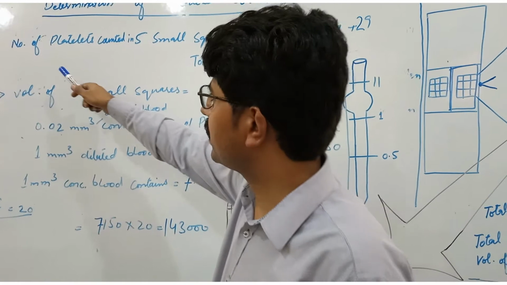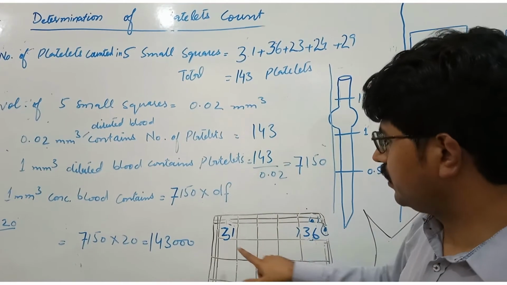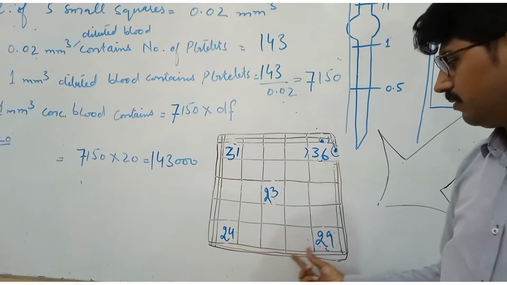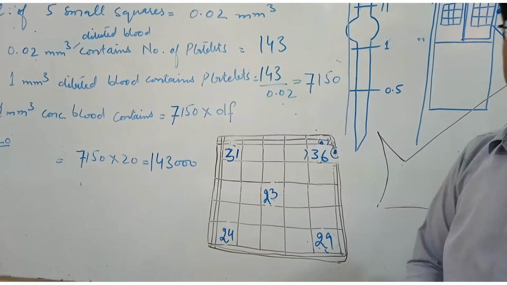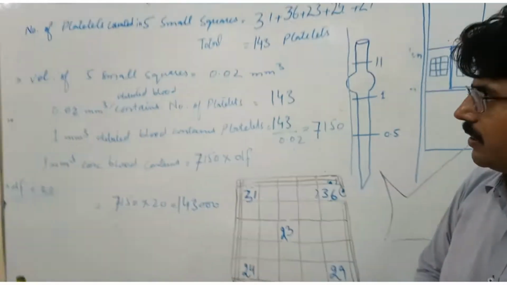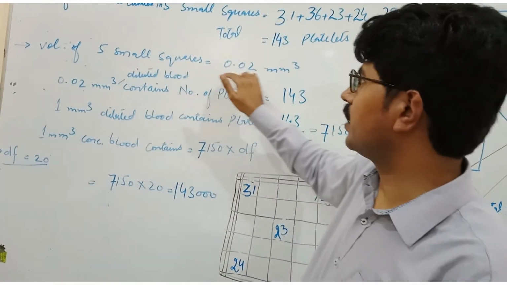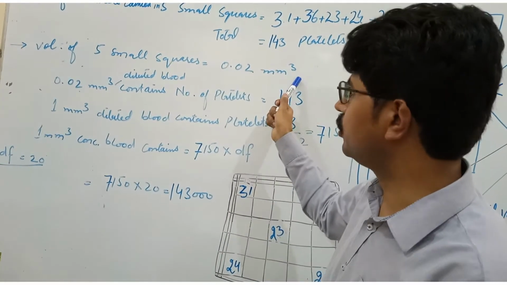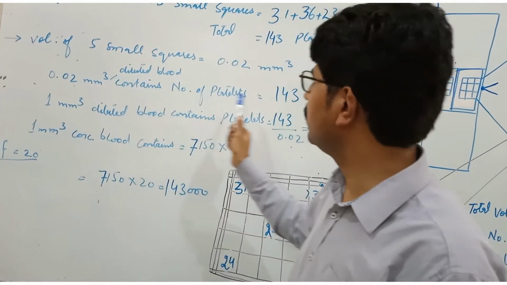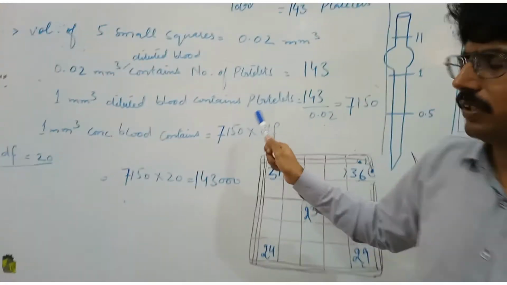Under the microscope we counted the number of platelets in 5 small squares, 143 in total: 31 in the first square, 36 in the second, 24 in the third, 29 in the fourth, and 23 in the fifth, and they make a total of 143 platelets in 5 small squares. So the volume of these 5 small squares, as we know, is 0.02 millimeter cube.